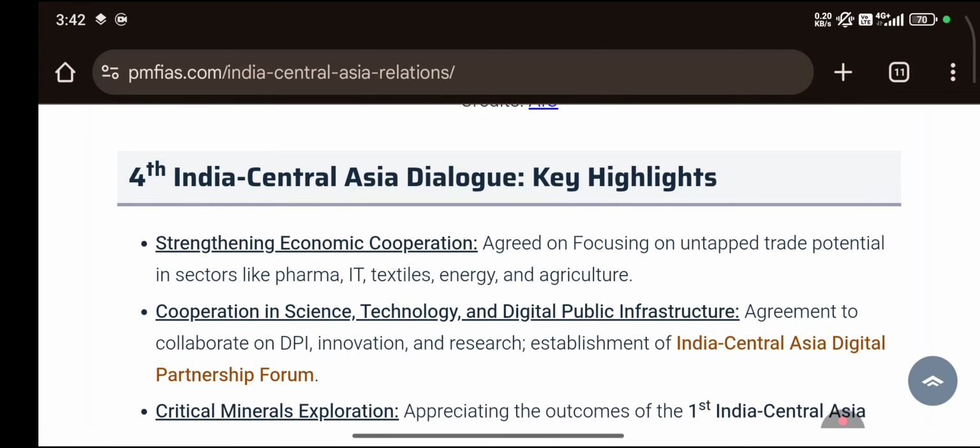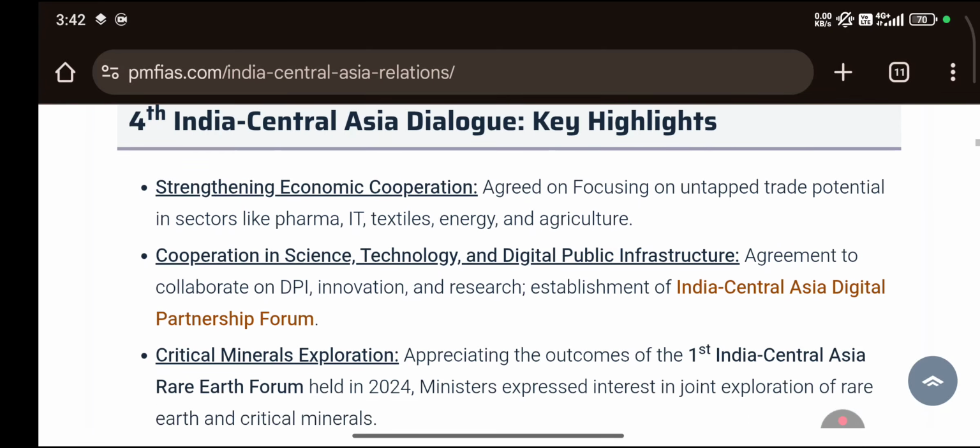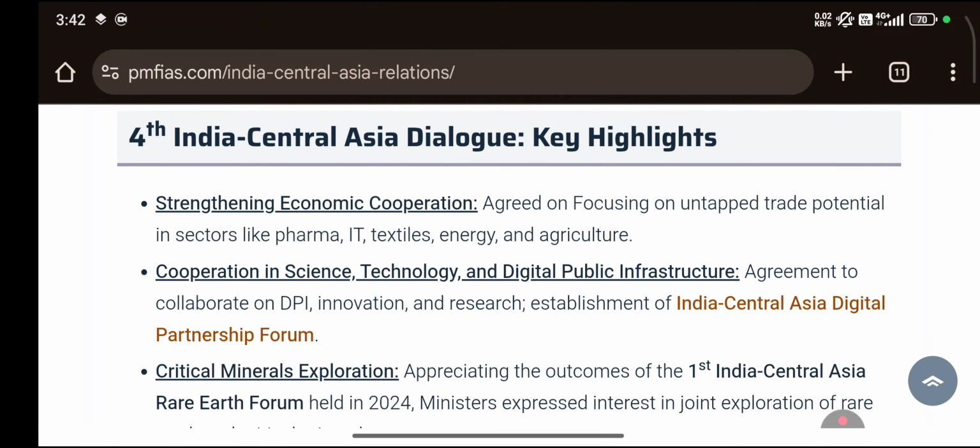Moving on to some highlights of the Fourth India Central Asia Dialogue. First one is strengthening economic cooperation. All the nations agreed on focusing on untapped trade potential in sectors like pharma, IT, textiles, energy, and agriculture. Second, cooperation in science, technology, and digital public infrastructure, including agreement to collaborate on DPI, innovation, and research. Establishment of the India Central Asia Digital Partnership Forum. Very important, this forum has been established under the fourth India Central Asia Dialogue.